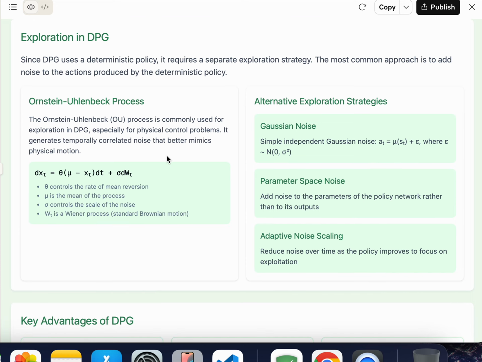Since we are using a deterministic policy here, we can't rely on randomness in the policy itself. That means we have to explicitly add noise to the actions to explore the environment. One commonly used method is called the Ornstein-Uhlenbeck process. It is useful, especially in control tasks, because the noise it generates is temporally correlated. It doesn't jump around randomly. It moves more smoothly, more like real physical motion.